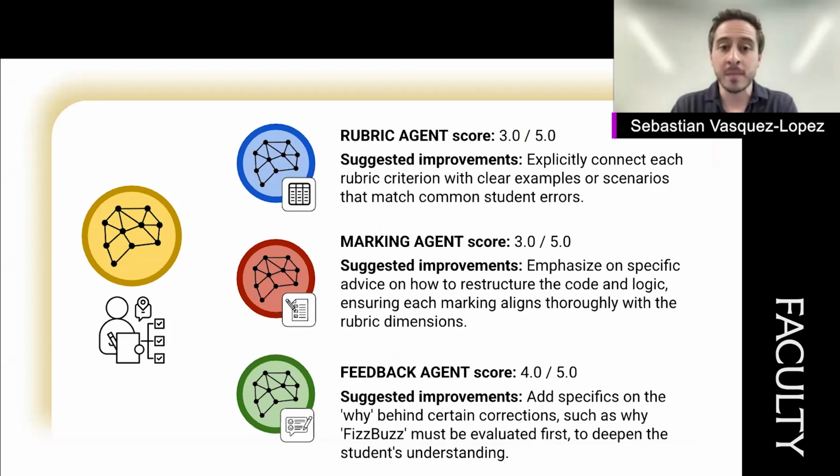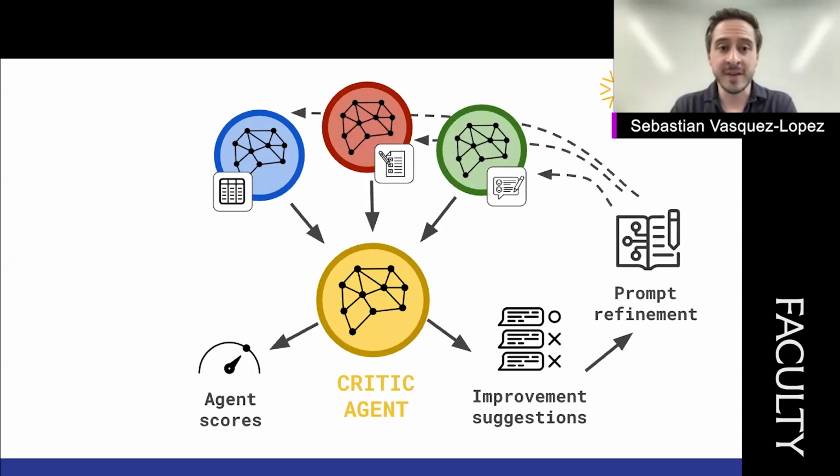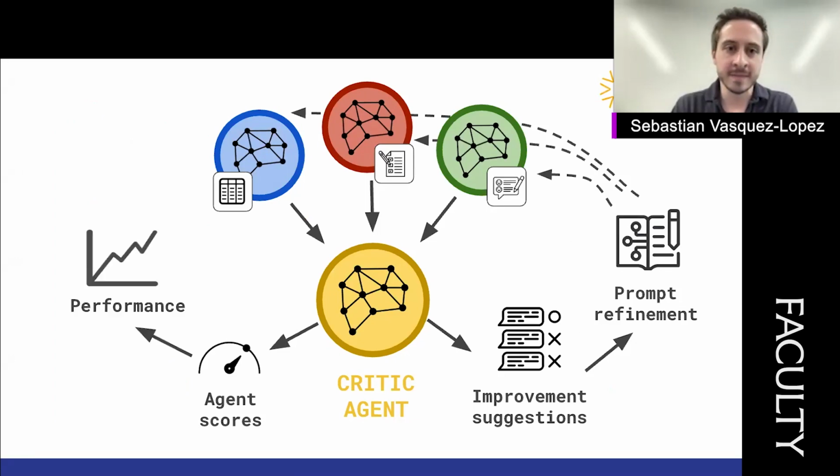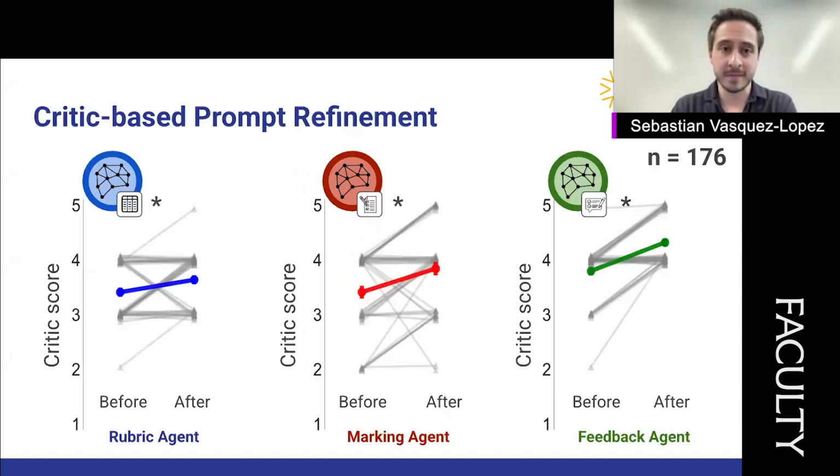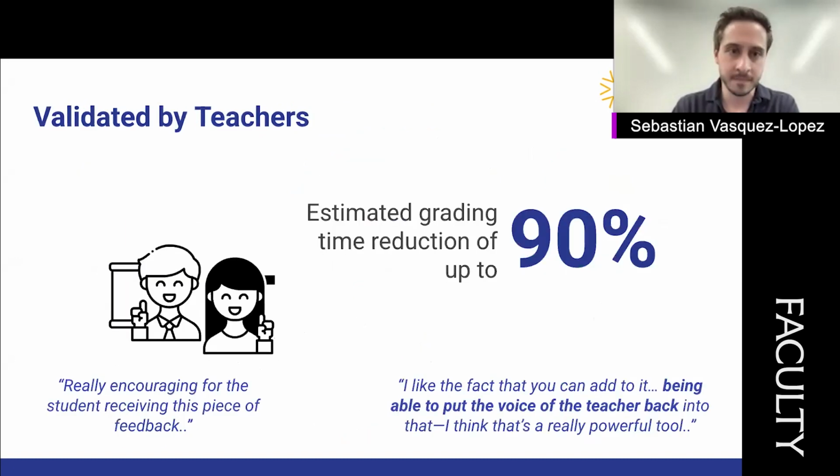Here is an example of the type of feedback generated by the critic agent. Using this feedback, we can then refine the prompts for the original agents and track the scores to check if the changes actually make a difference. And they do. I ran over 100 real-world student submissions through the pipeline, and after refining the prompts using the critic's feedback, I saw a clear improvement in performance across all 3 agents.